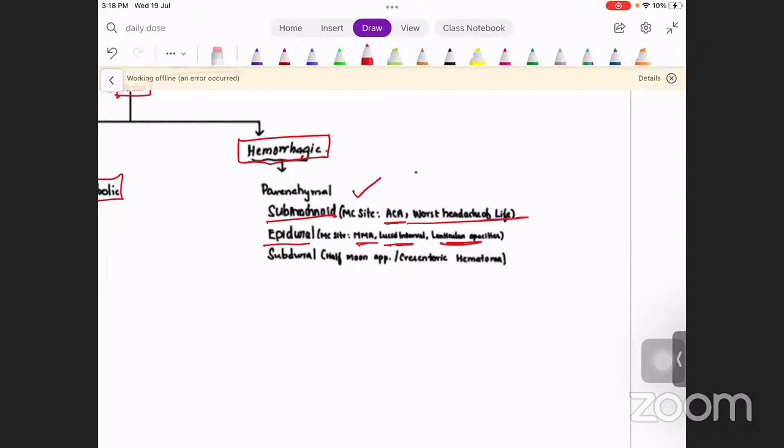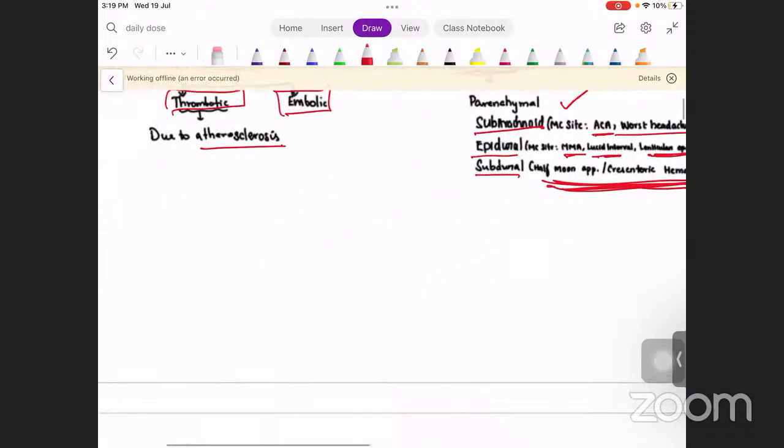And similarly, subarachnoid hemorrhage: most common site is your ACA, where the patient experiences the worst headache of your life. These are the keywords you may see, people. And subdural: half moon appearance or crescentic hematoma on the CT. You can visualize that image, and then you will be able to proceed with that.